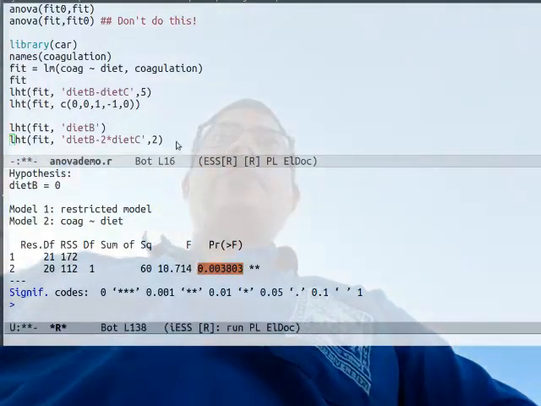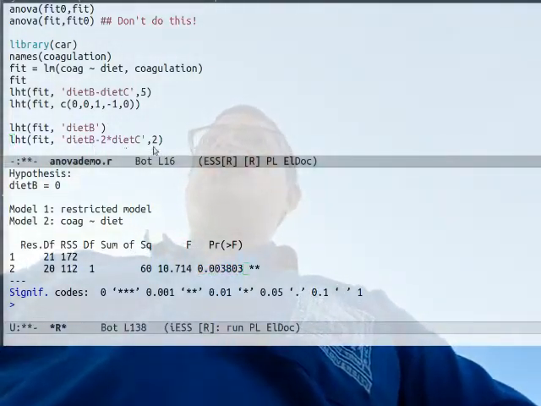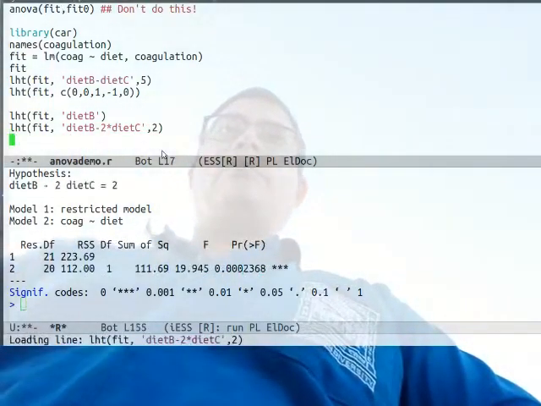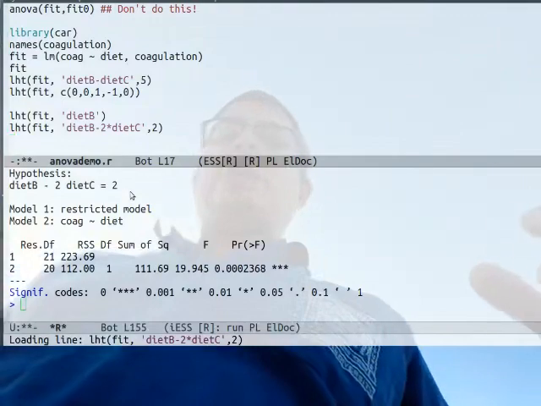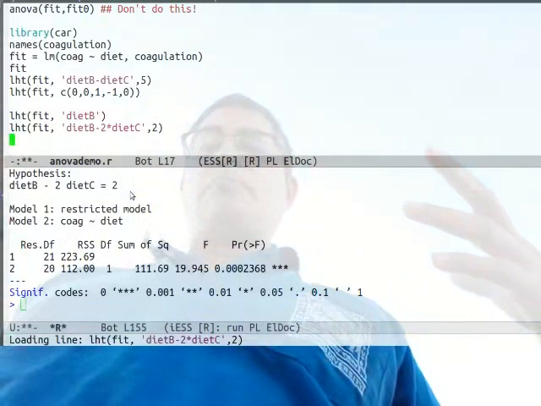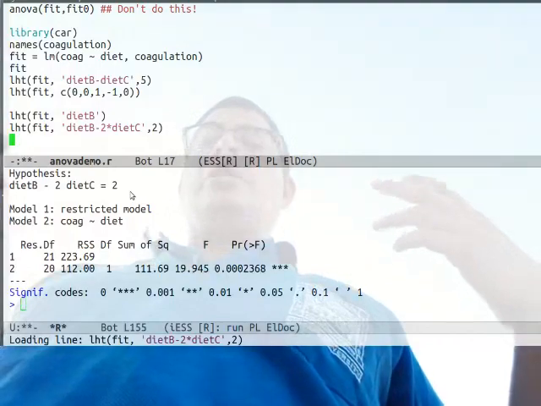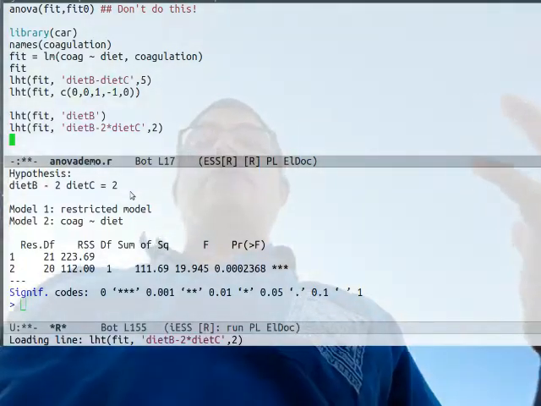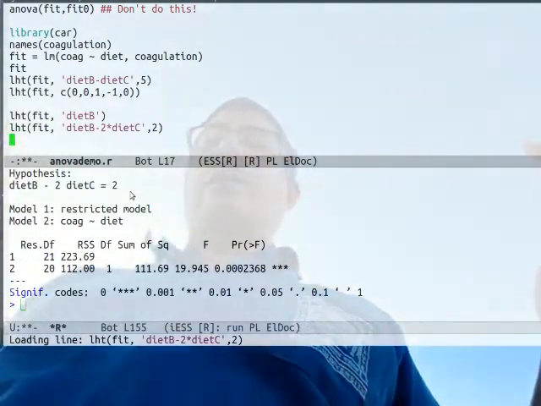In fact, you can even test more weird things like diet B minus 2 times diet C equal to 0. You can use this syntax within a string and it will carry out the test, diet B minus twice diet C is equal to 0. Because it has already incorporated that lack of identifiability into its model by dropping the redundant column of X, alpha 1 has been forcefully set to 0. Now we are working in a full column rank situation, so you can specify whatever linear combination you like and it will happily test it.